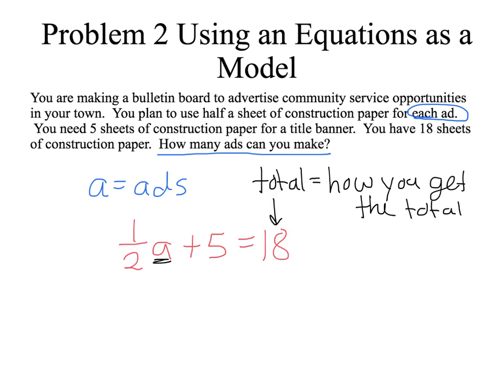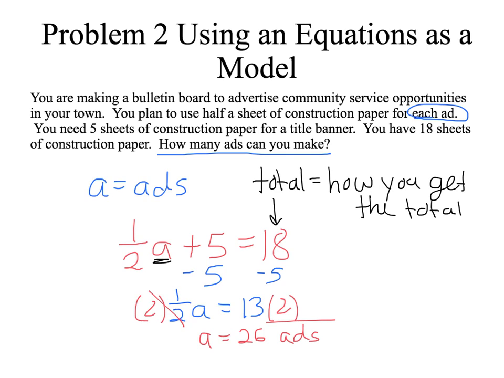We have to solve this for A. So first we want to subtract 5 from both sides. So we have 1/2 A equals 18 minus 5, which is 13. And now 1/2 A is the same as A over 2. You can either divide both sides by 1/2, but it looks to me like we're dividing by 2, so I'm just going to multiply both sides by 2, because 2 times 1/2 would just be 1 anyways. Those cancel out, and we have A equals 26 ads. So with 18 sheets of construction paper, you can make 26 ads.